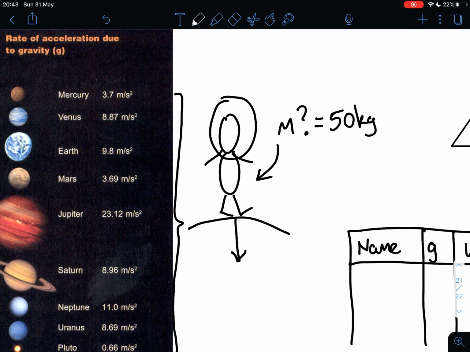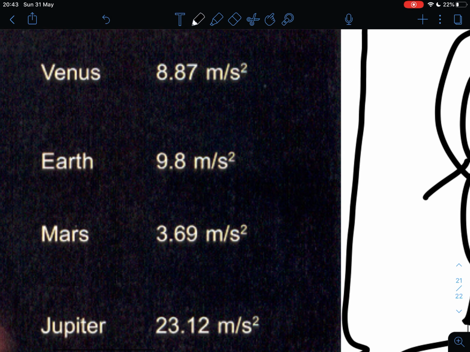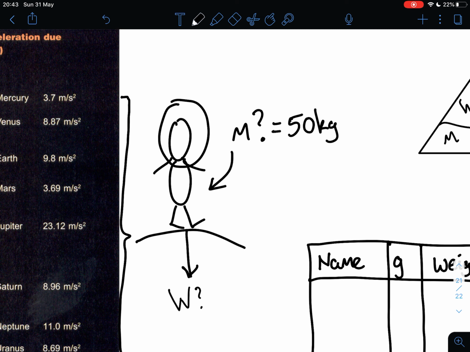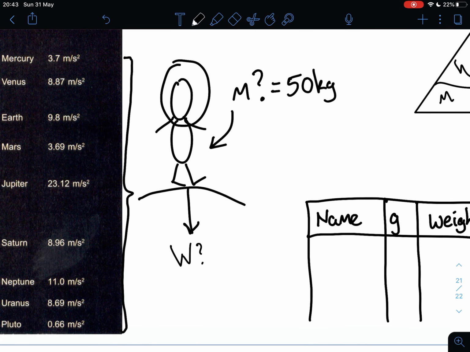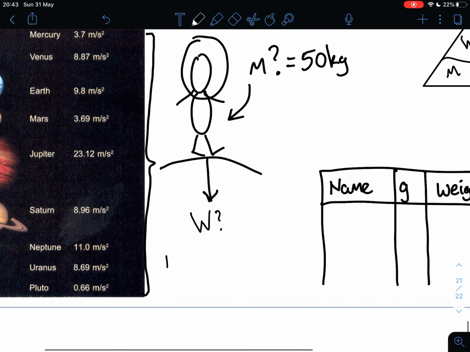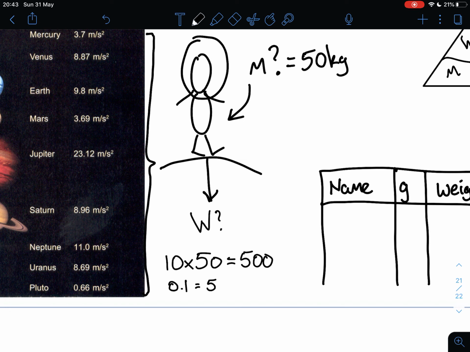So you've got your mass, 50 kilograms. You want to find out what is your weight. So you look it up. Earth, 9.8. I'm going to round it off to 10 because I can't do 9.8. Or can I? Yes, I can. 10 times 50 is 500 newtons. 0.1 of that number is 5. 0.1 equals 5 newtons. I'm just going to take 10 off that. So I get 490 newtons. Yeah, ignore that. I have 490 newtons of weight.